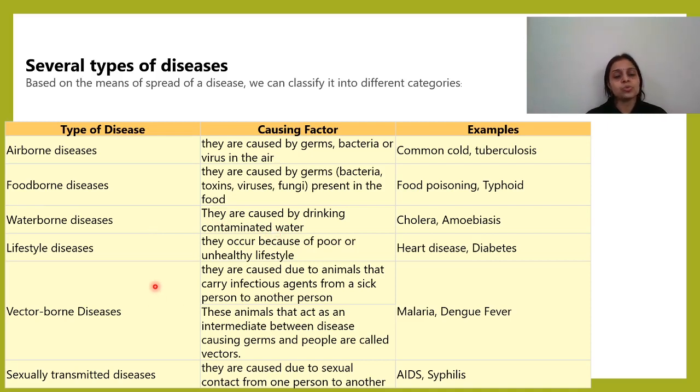Lifestyle diseases occur because of a poor or unhealthy lifestyle, like heart attack, diabetes. Vector-borne: these are caused by animals which carry the infectious agents from a sick person to another, like malaria, dengue, etc. Sexually transmitted: contact from one person to another, like AIDS and syphilis.